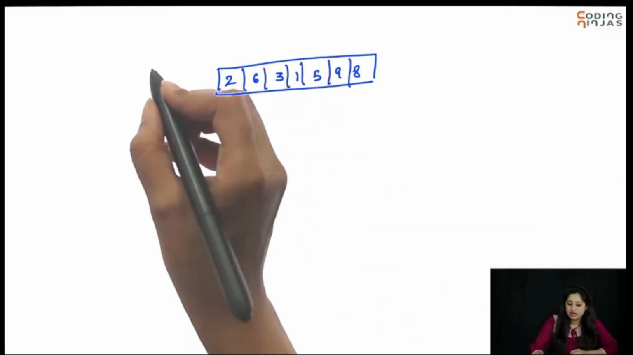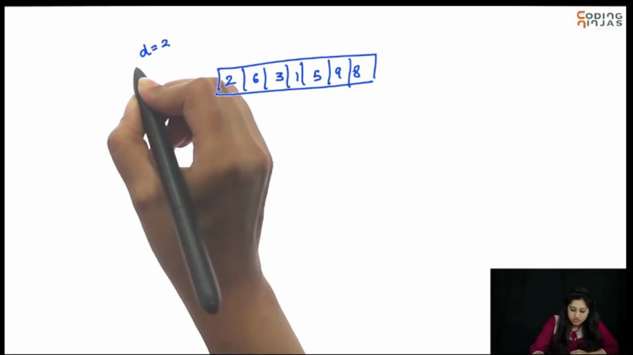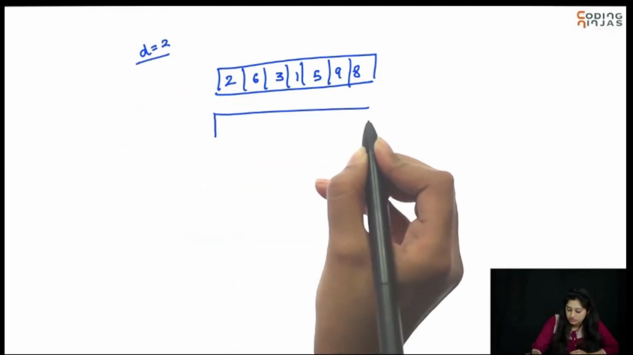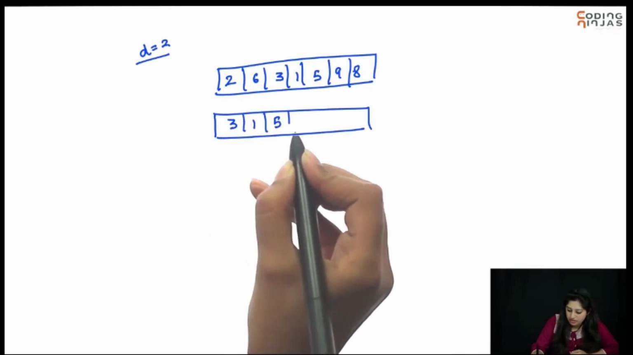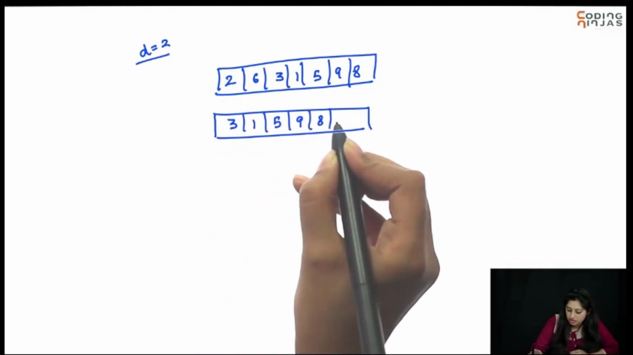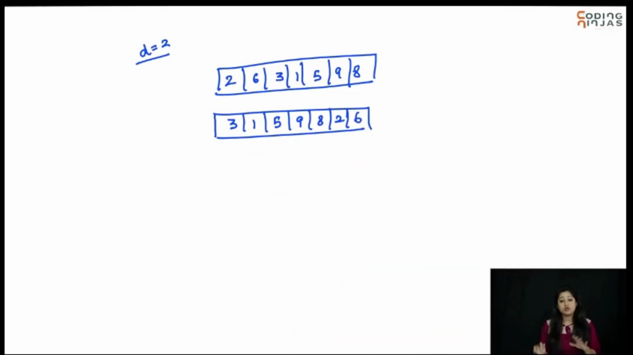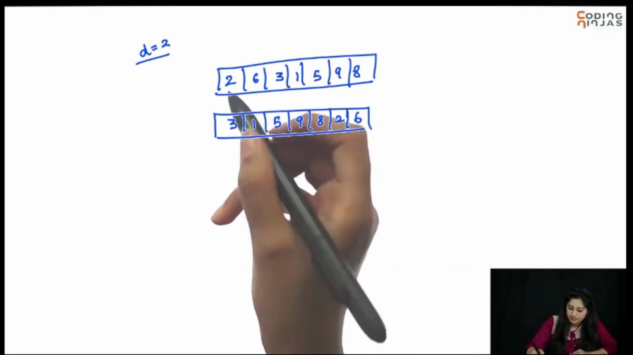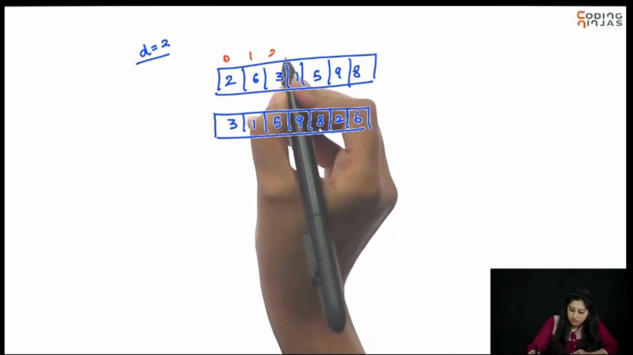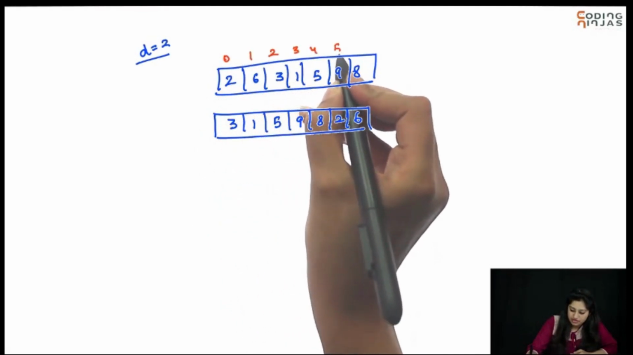Okay, so I have to perform d shifts. D is 2. So finally after d shifts, the array will be 3, 1, 5, 9, 8, 2 and 6, right? So ultimately every element will be displaced from its current position by d positions. That means, index 0, 1, 2, 3, 4, 5, 6.